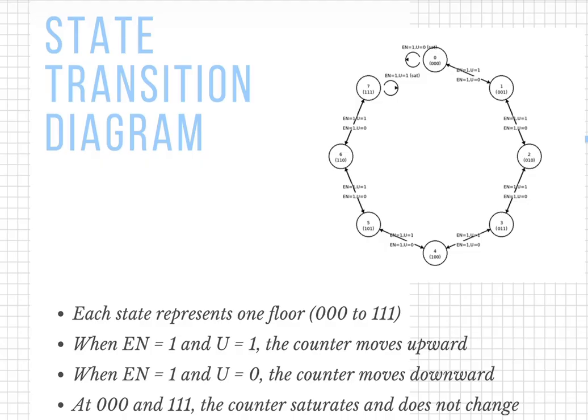Look at this slide. Each state in the state transition diagram represents one floor from 000 to 111. When the enable signal is active, the counter moves up or down based on the direction input. At the lowest and highest floors, the counter stays to prevent overflow.